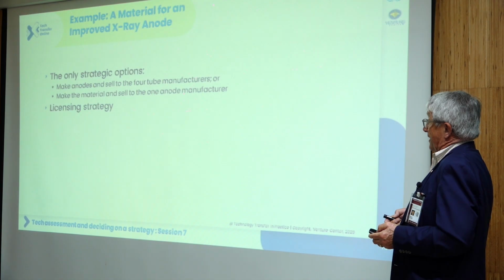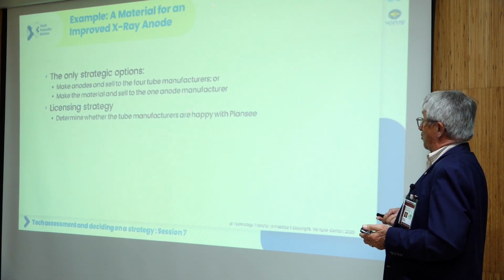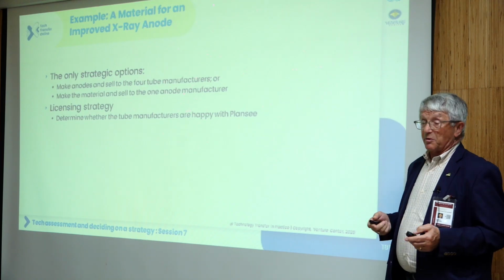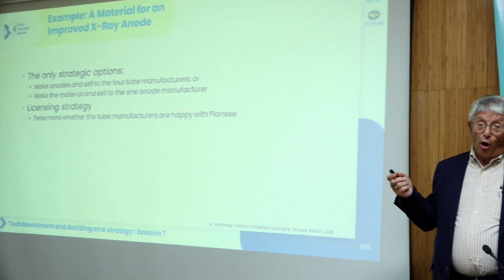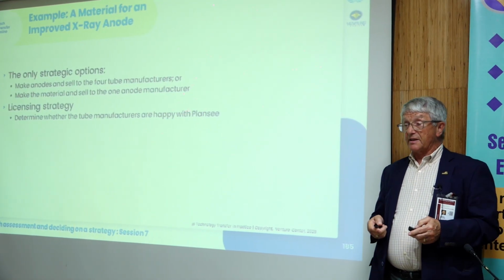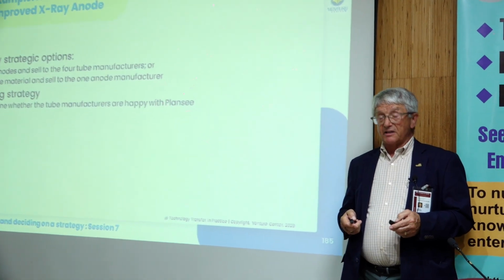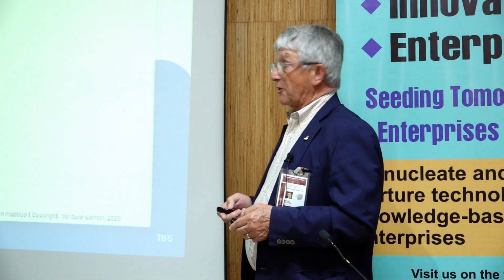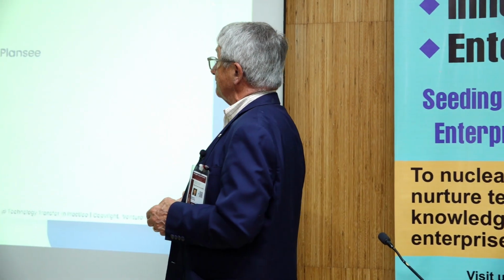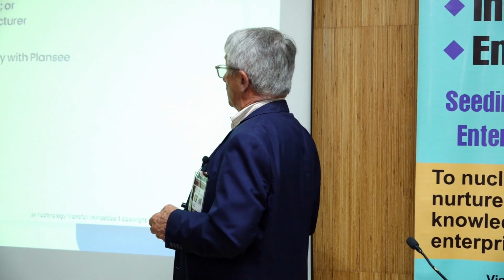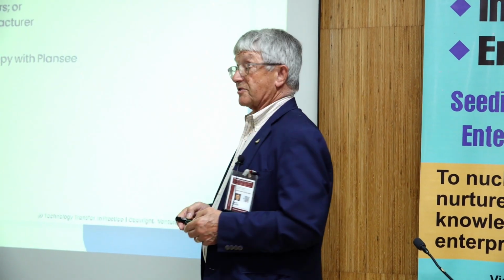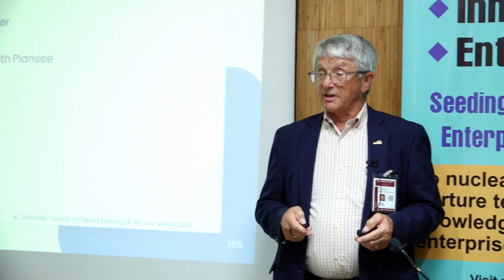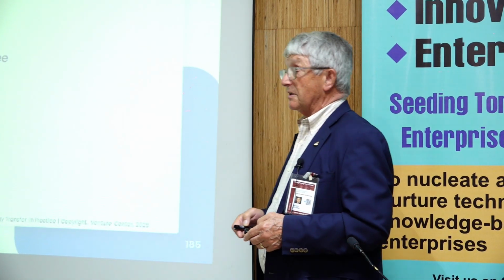Your licensing strategy has to be to determine whether the tube manufacturers are happy with Plansee, and often, if there's a monopoly supplier, they may have irritated people over the years, upset them. There may be an opportunity. If they are happy with Plansee, then your only option is to buy a ticket to Austria and go and try to sell the technology to Plansee.